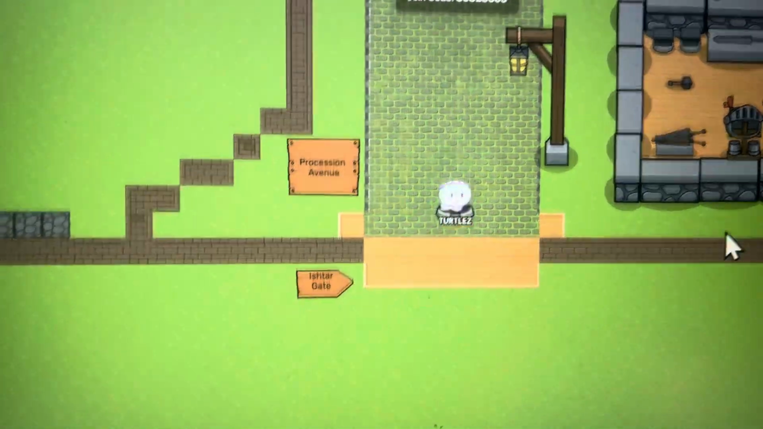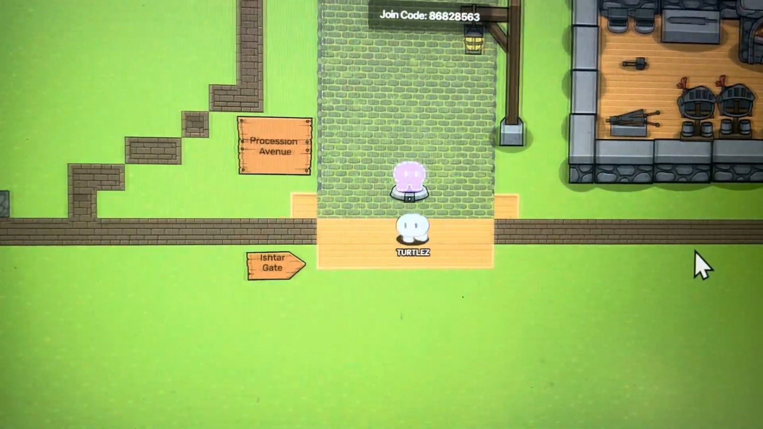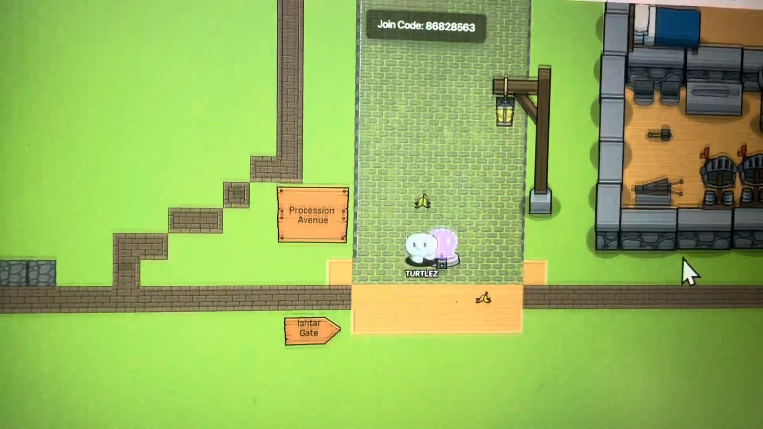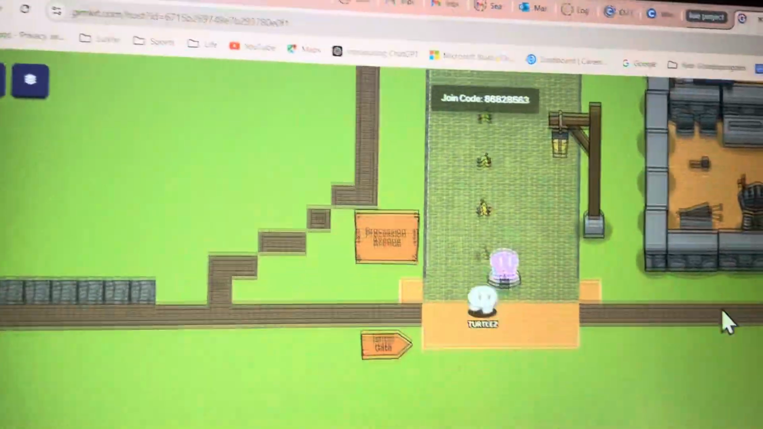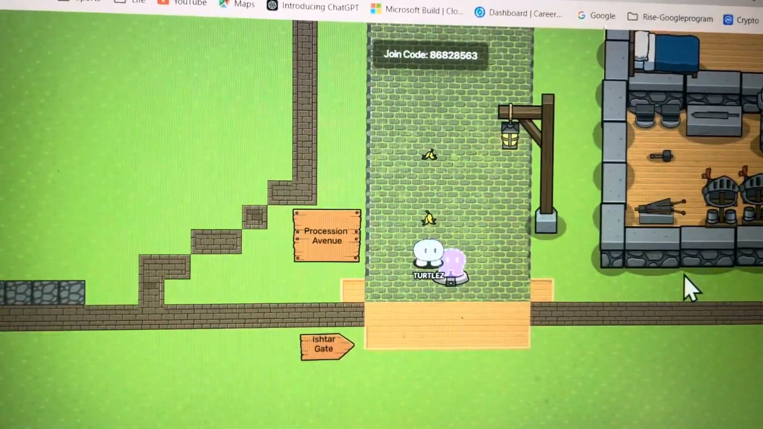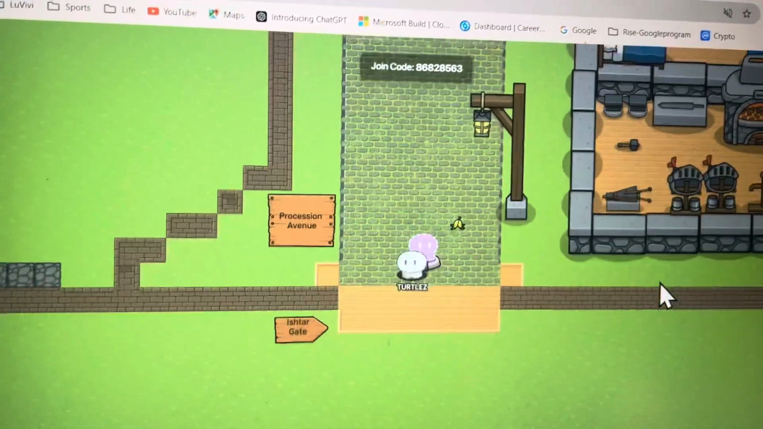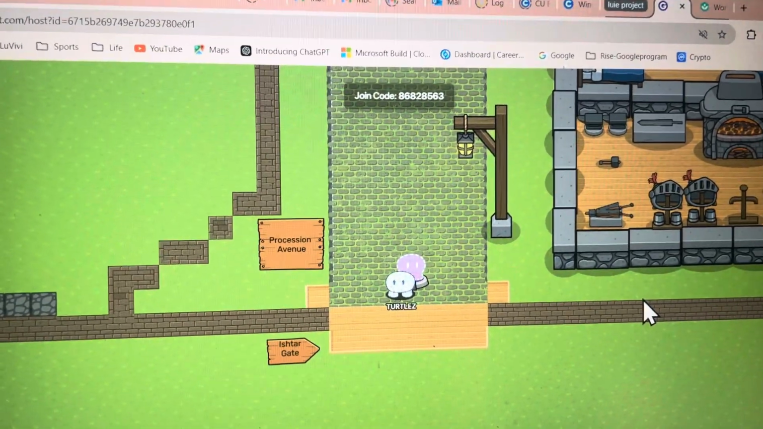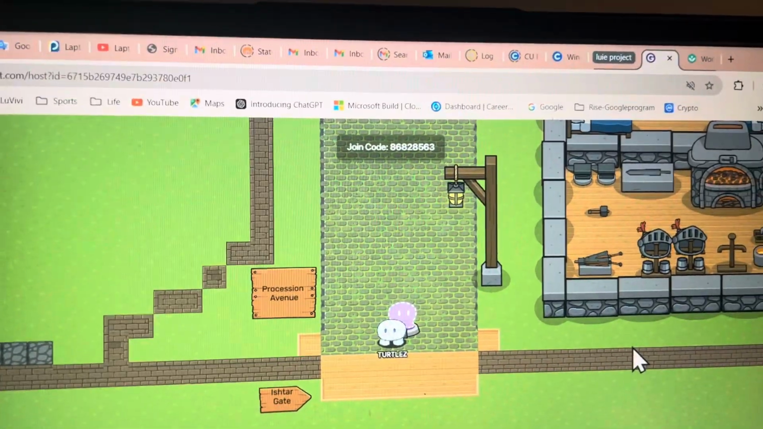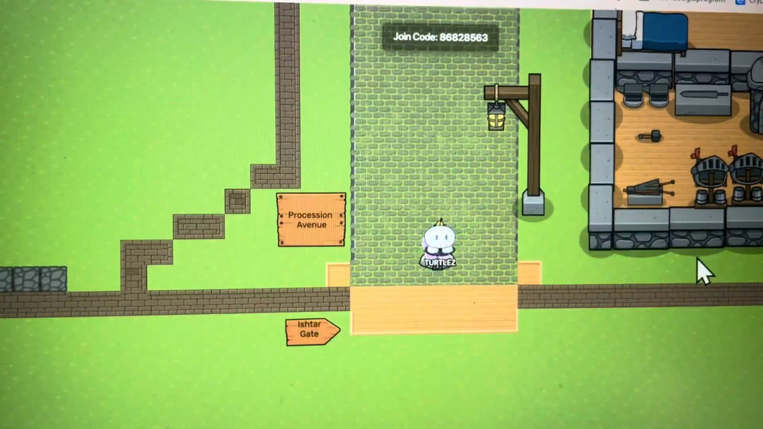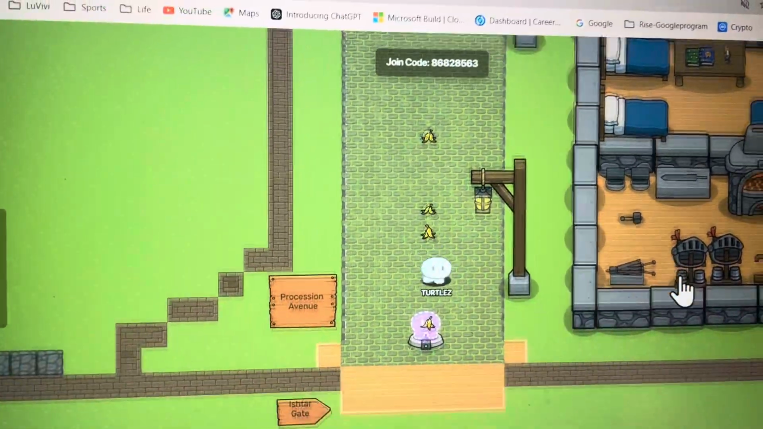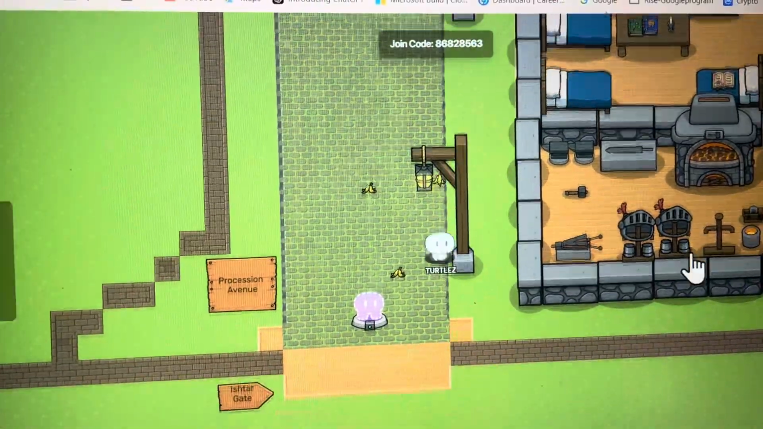So here we are. This is the Ishtar Gate that I made. And then here's the Procession Avenue. I put Procession Avenue in the middle here because it was basically the main road in Babylon, and the Ishtar Gate was essentially the thing that you would first see when you would enter Babylon.